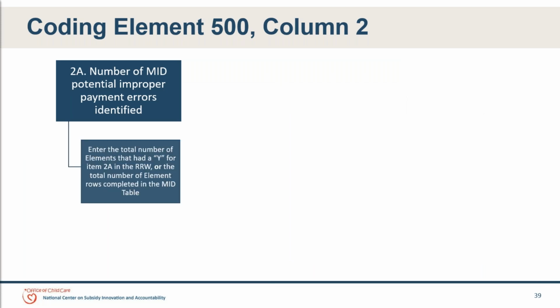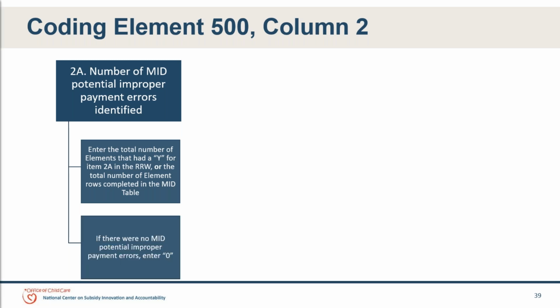Right, so moving on to item 2A, and actually 2A through 2E are all kind of tied to the mid table. So item 2A is asking for the number of mid potential improper payment errors that were identified. And you're going to enter the total number of elements that had a Y entered for item 2A in the record review worksheet column 4. Or you can enter the total number of element rows that were completed in your mid table. And if you had no mid potential improper payment errors, you can just say 0.